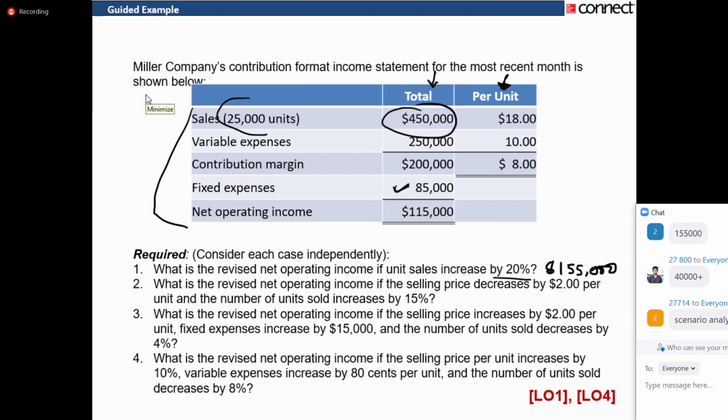Very good, because you are dealing with changes of two variables. One is the selling price, another one is the number of units sold. Selling price decreases by $2 per unit and the number of units sold increases by 15%. Now, if the number of unit sales increases by 15%, what will be the revised units of sales for the increase of 15% from the 25,000 units?